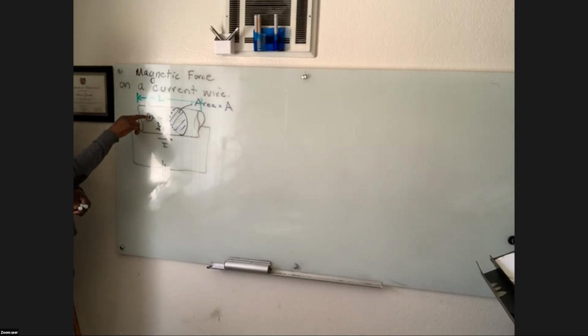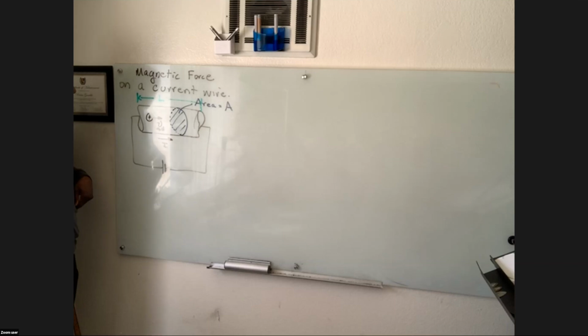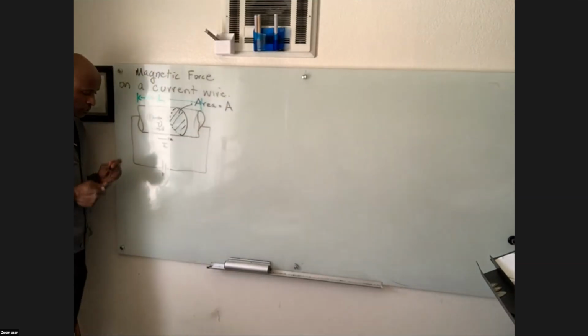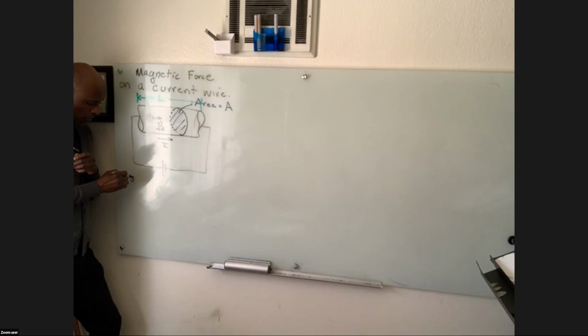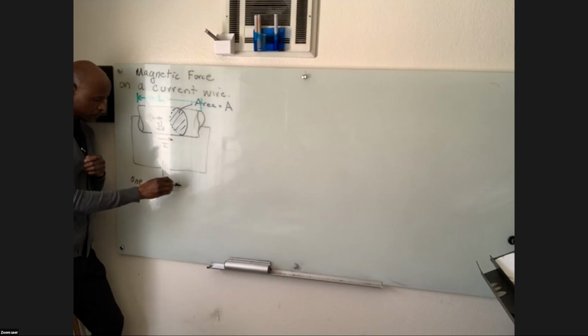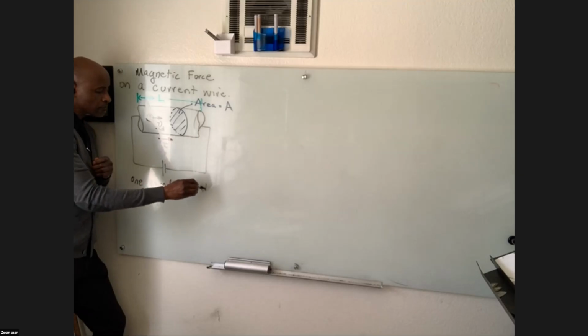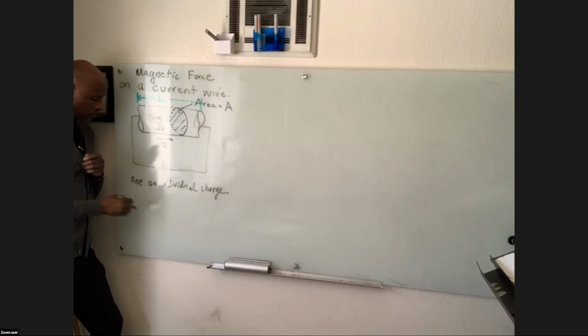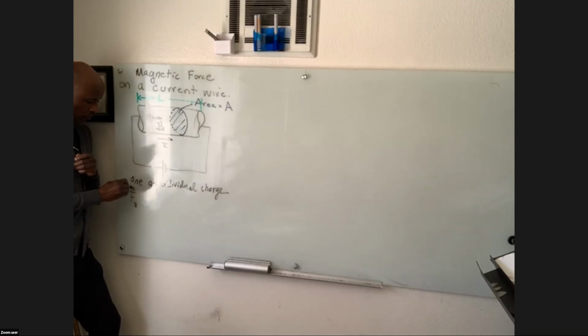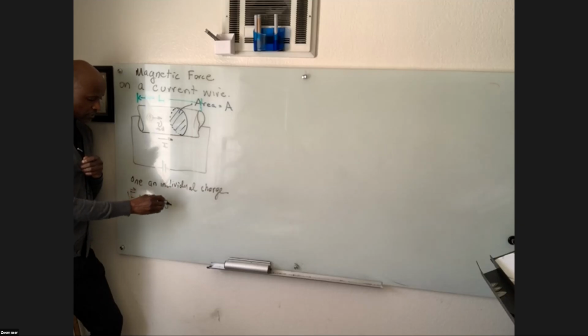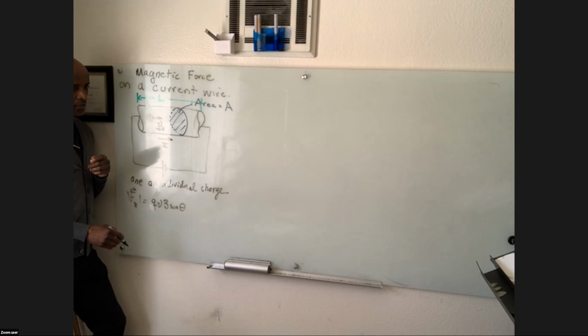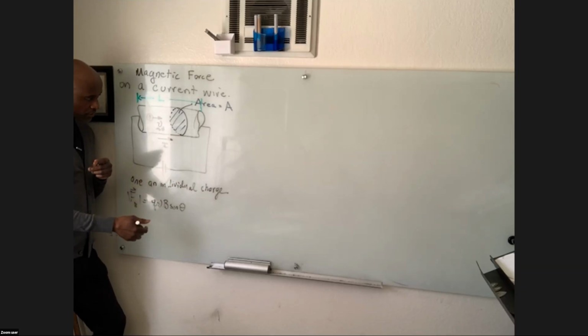So we know that the individual charge here has a force that's defined by the force we've just been talking about. On an individual charge, the force FB, we'll just go with the magnitude, is QVB sine theta, we know that. And it's a simple derivation, right? First of all, the direction between V and B is 90 degrees in this particular case.